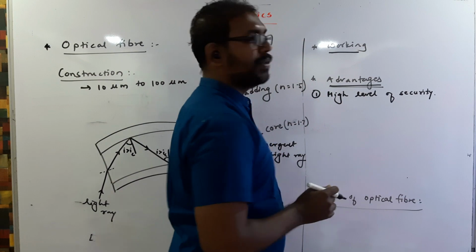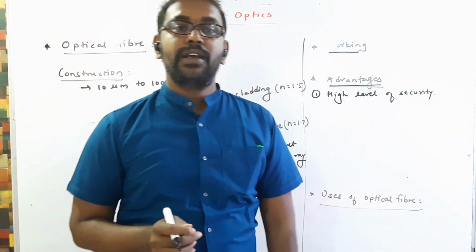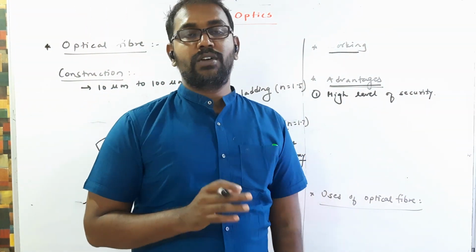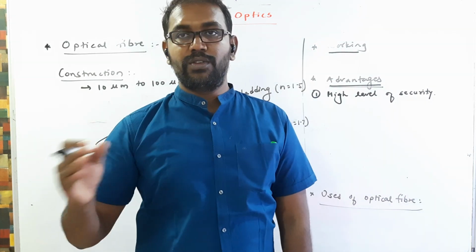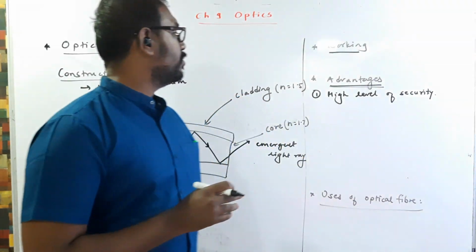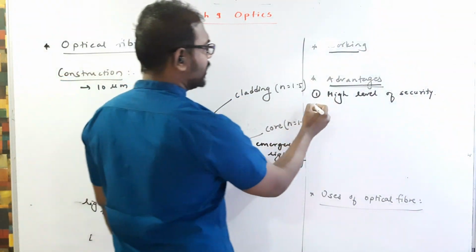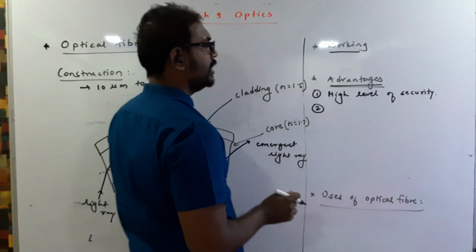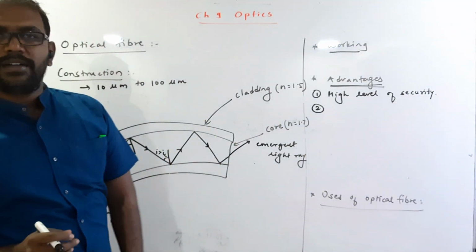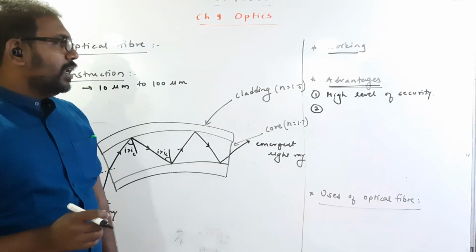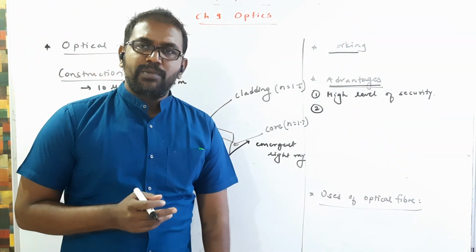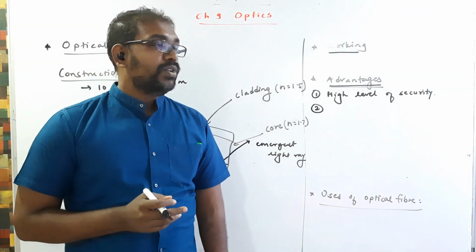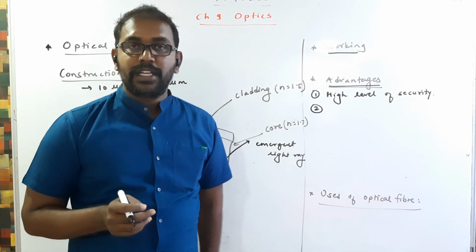So therefore these optical fibers are used in military purposes, or to send the signal from one point to another point. Or we can say that where a high level of security is required, we are using optical fiber cable. Now nowadays, I told you, we are using broadband. So in that also we are using optical fiber cable.